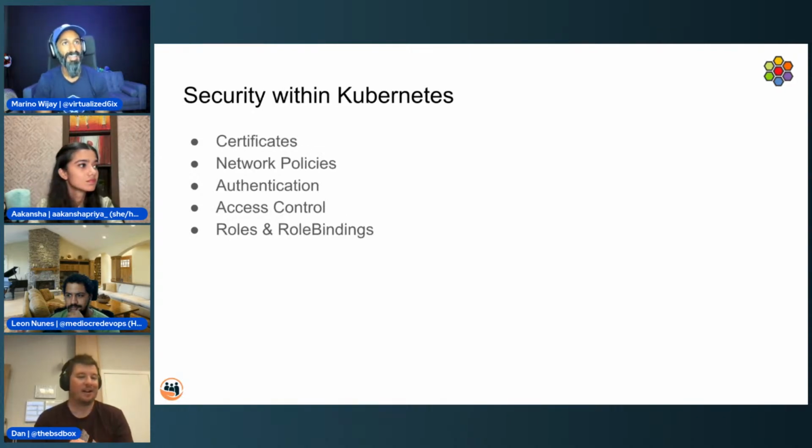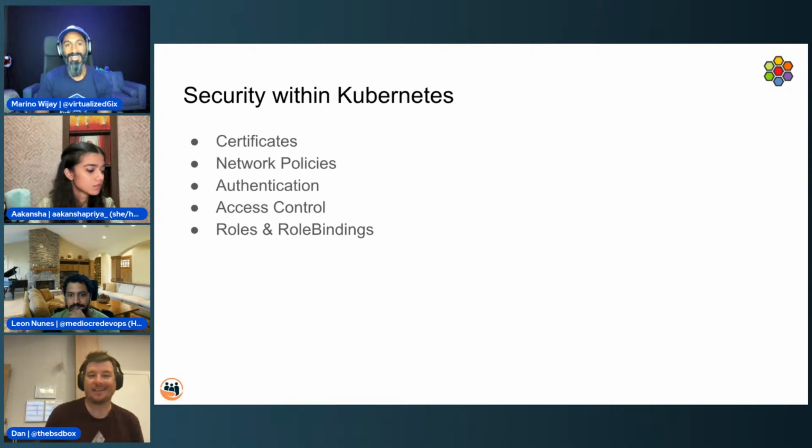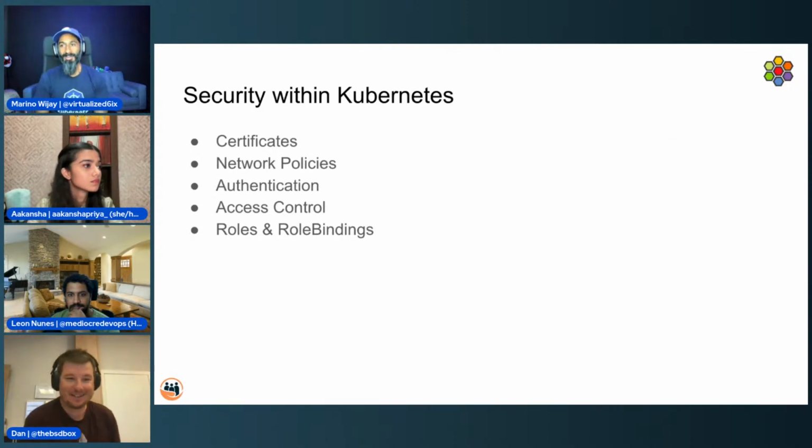Let's move on to the next slide. All right, security within Kubernetes. Oh, go ahead. WireGuard these days. Sorry, do we talk about WireGuard these days? Isn't that the way forward, isn't it? That's the new VPN hotness. Why don't you talk about WireGuard? Let's chat about that. Yeah, sure.